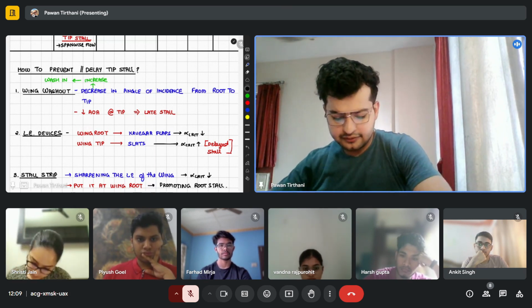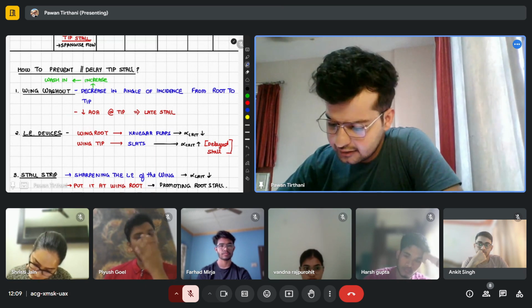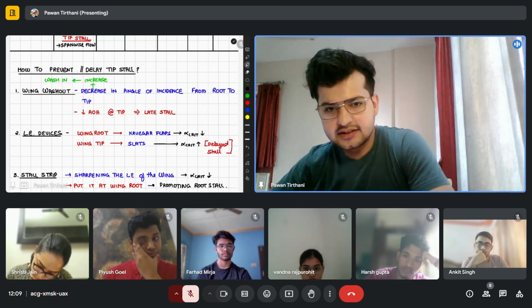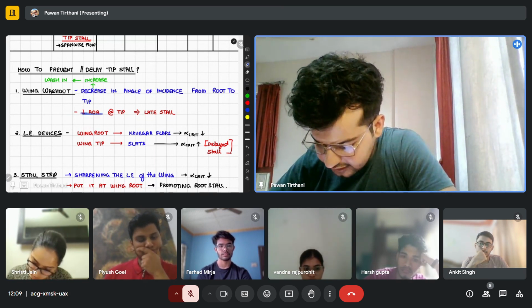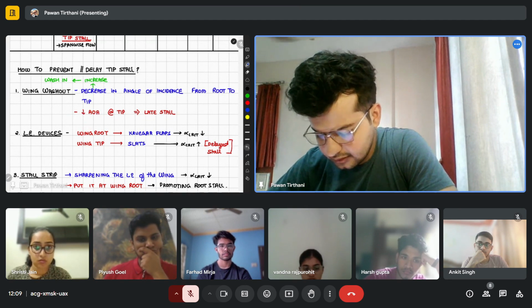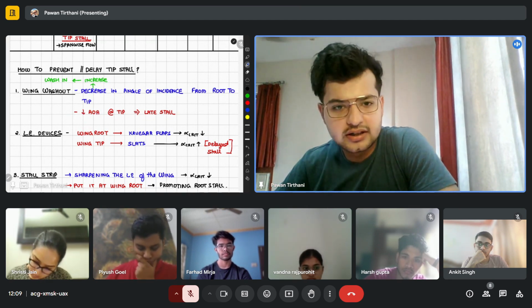So what will happen if you do a washout? If your angle of incidence decreases at the tip, the angle of attack will decrease at the tip. So the tip will stall late. Easy.